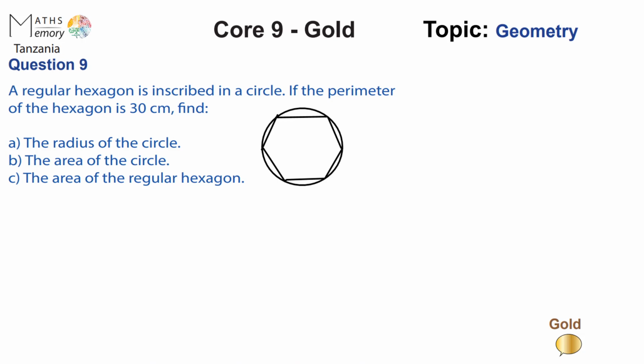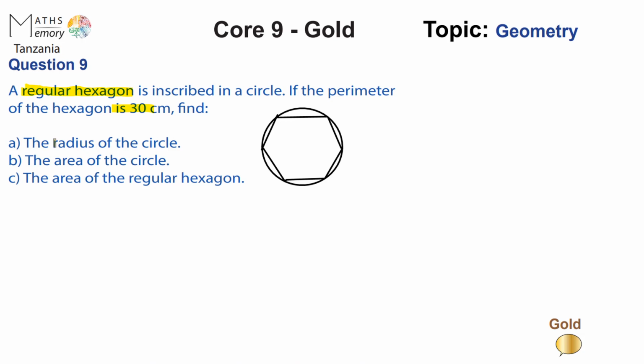Question 9, Core 9 Gold Geometry. Let's press pause. Let's try to answer part A, B, and C in this gold question. Press play when you're ready. So a regular hexagon, a regular means the same sides or same angles of any polygon, is inscribed in a circle. If the perimeter of the hexagon is 30 centimeters, find these 3 parts.